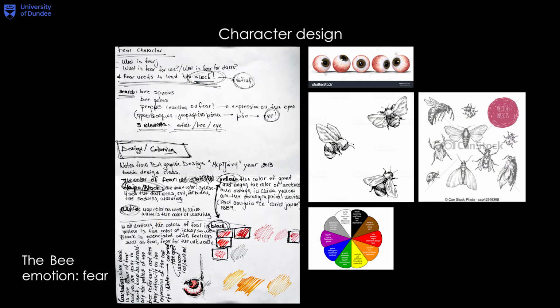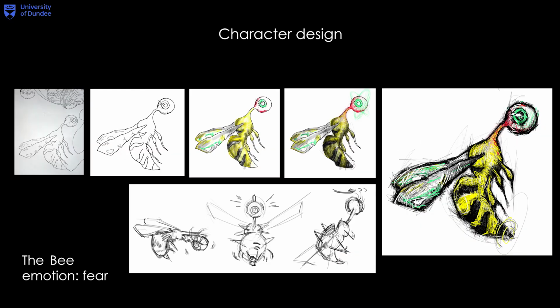Character design. Since the end of semester 2, my characters were all ready and fully formed, apart from the last one, the emotion of fear, which is depicted by the character of the bee. So after a lot of research and notes of myself, I came to the conclusion of a design that is represented by a beautiful classic colored bee, but instead of a normal head, she has one big eye.